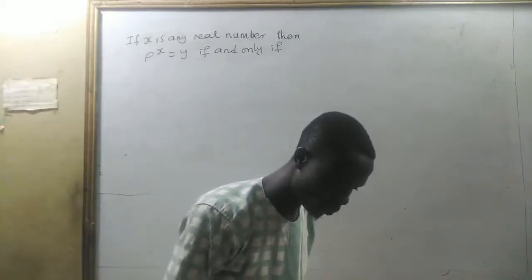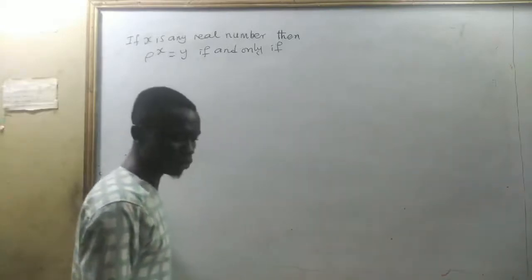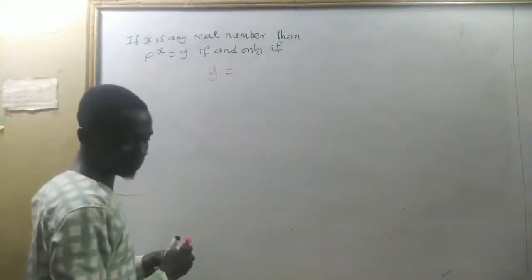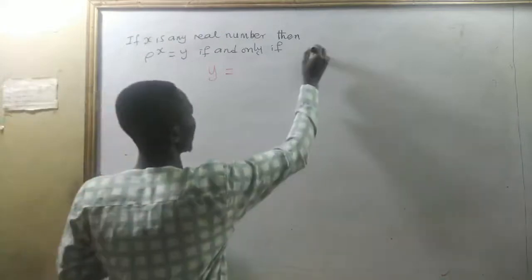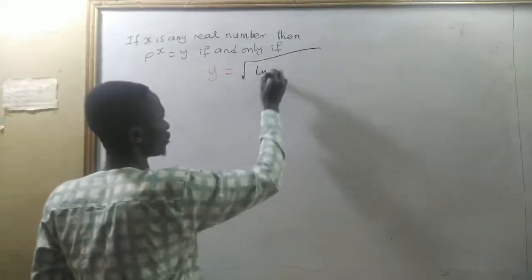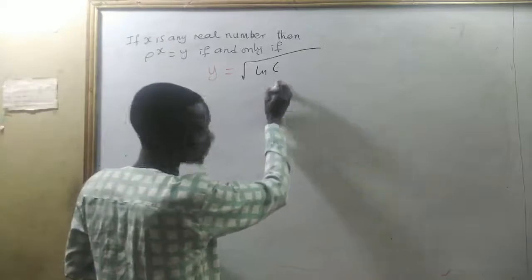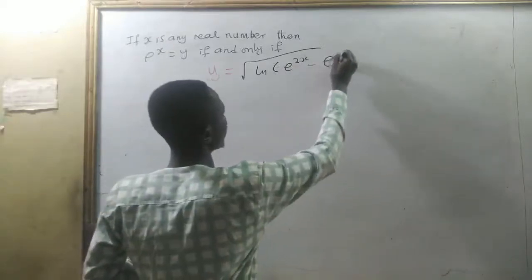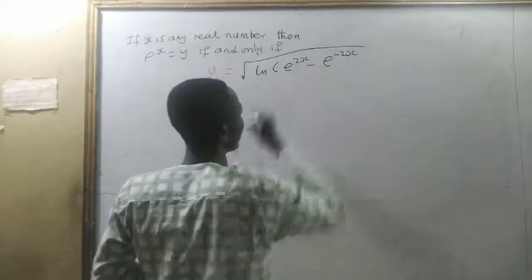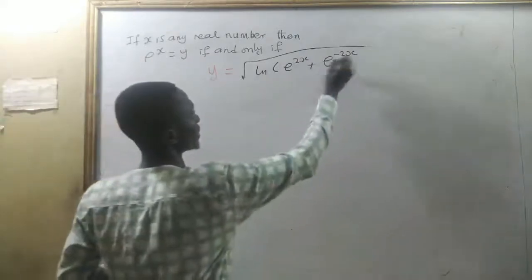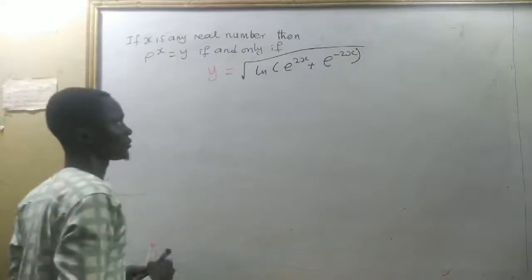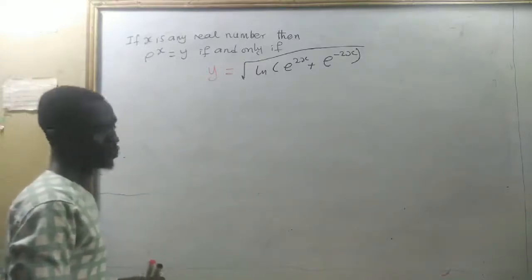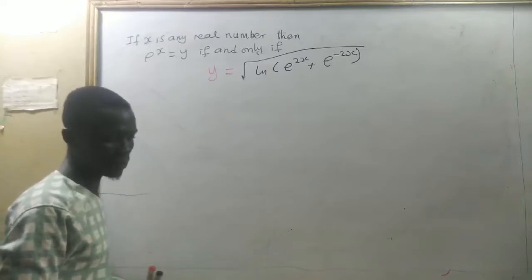The last example is what we are going to do, and the question is y is equal to the square root of ln of e to the power 2x plus e to the power negative 2x. Now how do we differentiate this? Let's do that. Very simple.